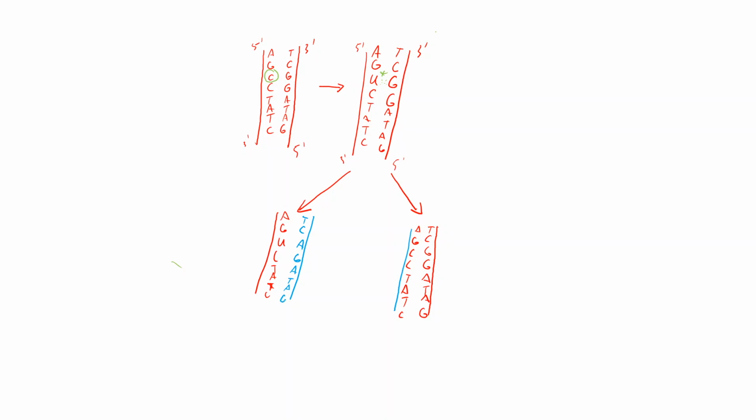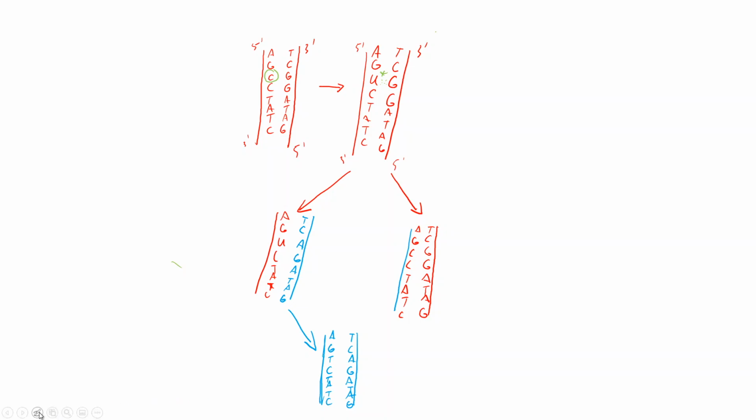And then in the next generation, this will get copied again, and you'll have another copy, which is now going to look like this: T, C, A, G, A, T, A, G, and the opposite strand would be A, G, T, C, T, A, T, C.